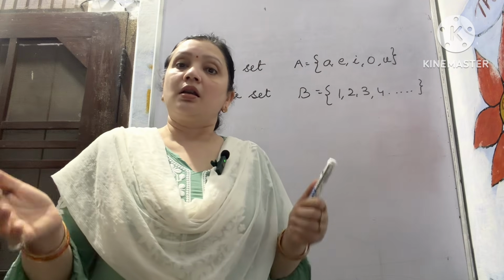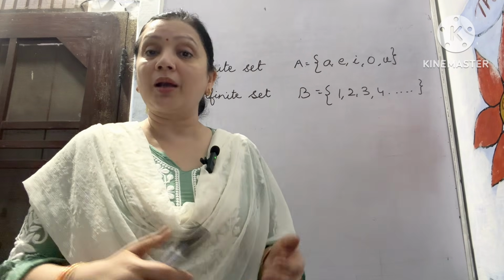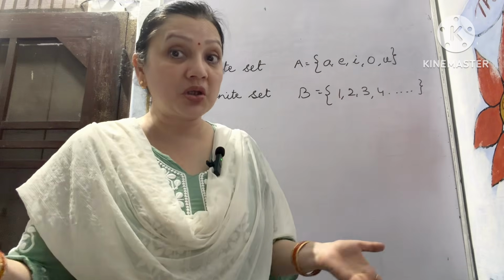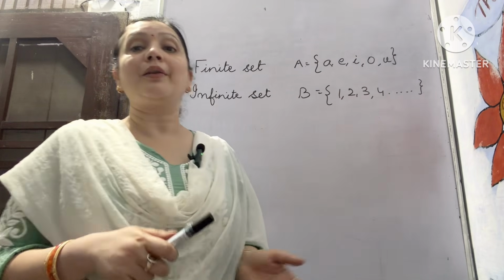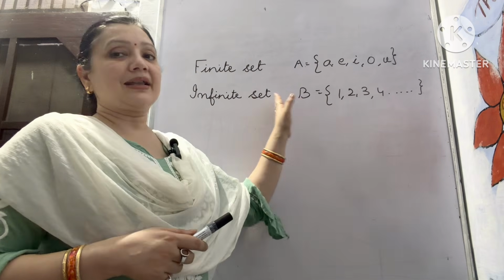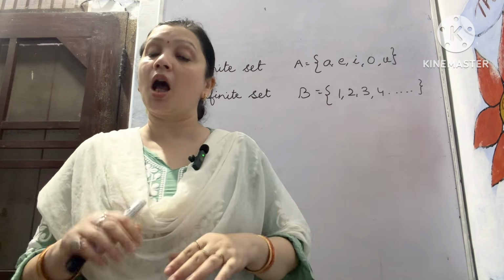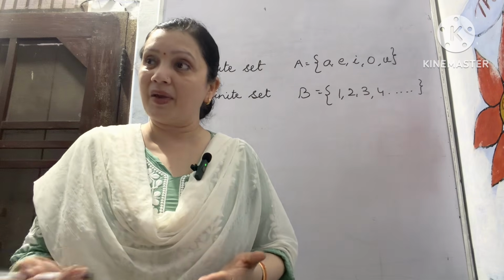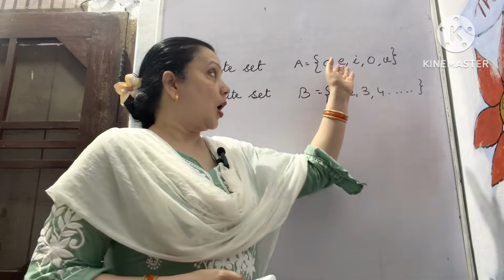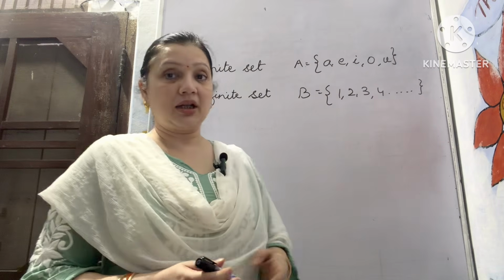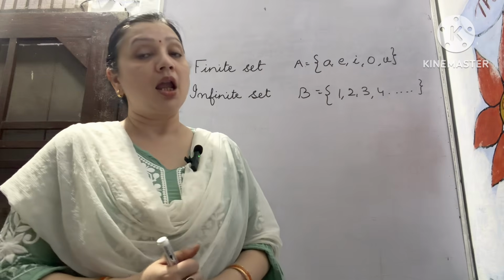You can say number of stars in the sky, number of sand grains on a beach, number of pollutants molecules in the atmosphere. So such things you cannot count. Such sets are called infinite set. Finite set where we can count elements. Set of alphabets in English, set of alphabets in Hindi, or set of vowels as I have written here. All these are finite sets. We can count their elements.